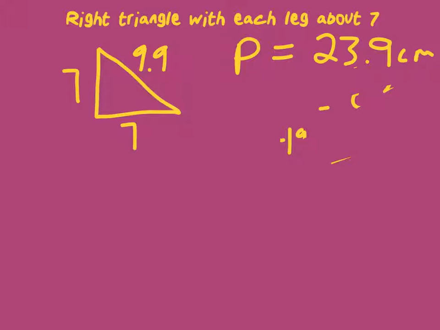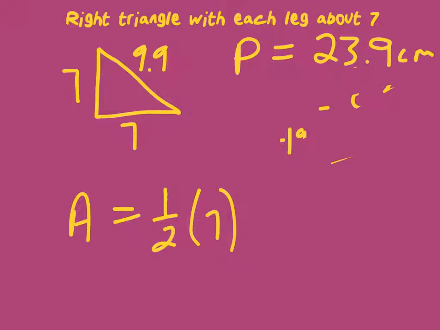Now, that's our perimeter. Don't forget we have to find the area, and the area is 1/2 the base times the height. So that's 1/2 the base, which is 7, times the height, which is also 7. Don't use the 9.9, that's the hypotenuse. The height is how high the triangle is. So we do 7 times 7, and then divide that by 2 or multiply by 1/2.